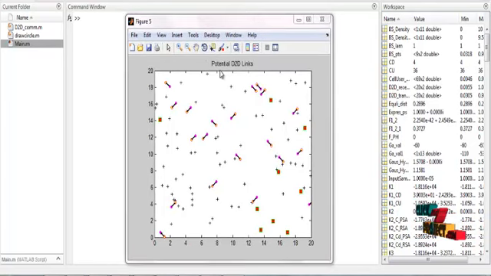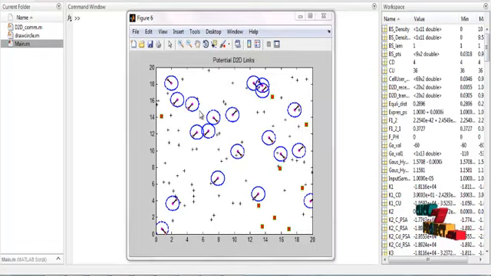So this is the potential D2D link, the link between the transmitter and the receiver of the process. In this potential D2D link, we calculate the spectrum allocation between the transmitter and receiver sides of the device to device communication.